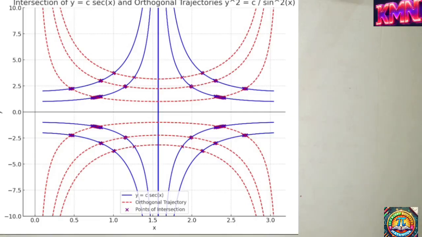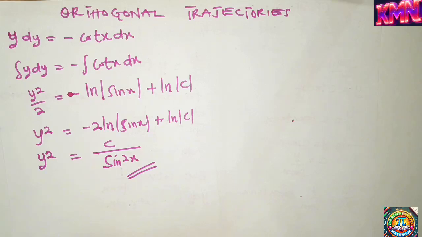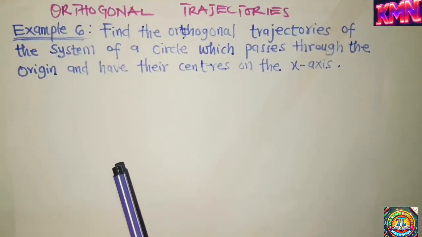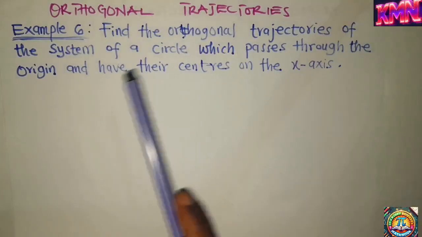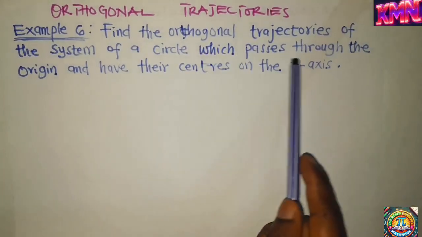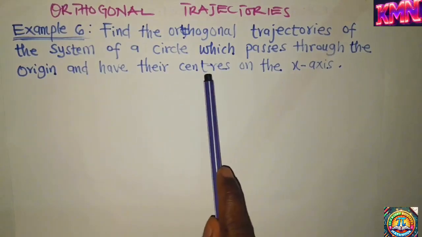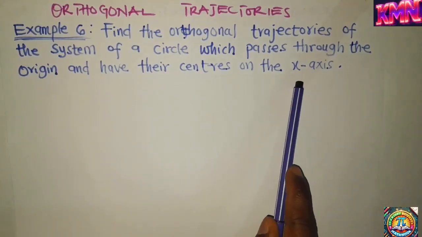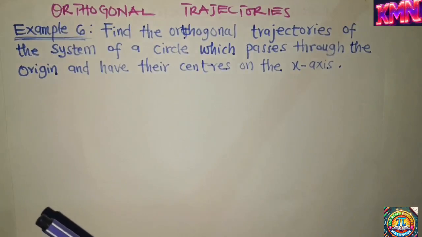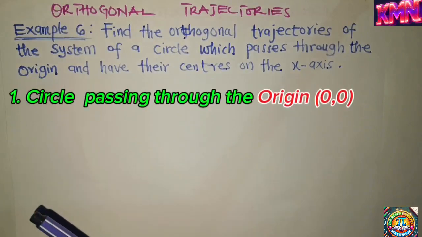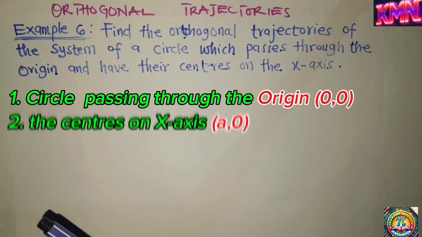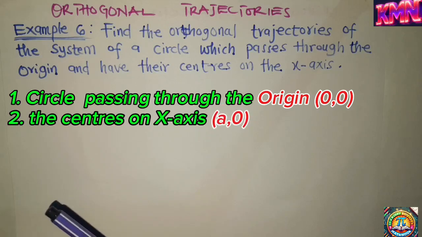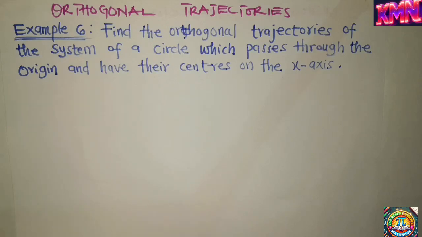Now let's look at the next example. Our next problem says we should find the orthogonal trajectories of a system of circles which pass through the origin and have the centers on the x-axis. Note that this problem talks about two things. One, the circle passes through the origin, and secondly, it has its center on the x-axis. Solution.